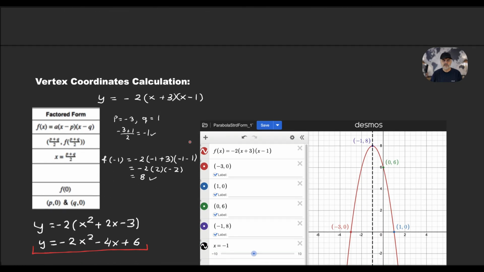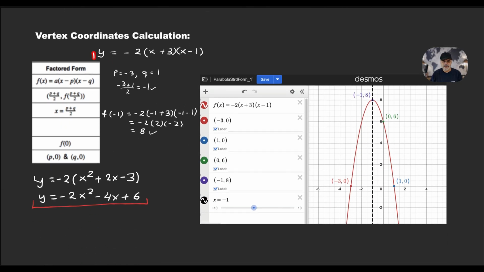Okay, so let's start with this beautiful example in factored form. So a is equal to -2, we can directly identify, and then x minus -3, so p is equal to -3, times x minus 1, so q is equal to 1. By identifying quickly the values of p and q using that quadratic function formula in factored form, you average those x values. How do you do that and why does this make sense?